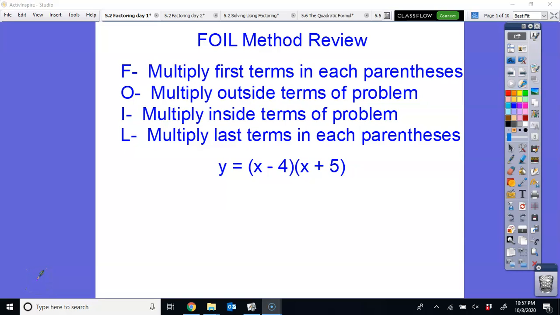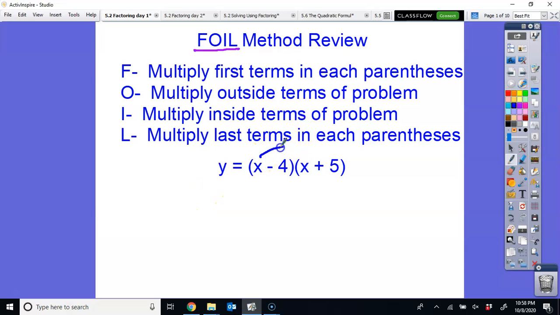We're going to take a look at our final lesson for quadratics, and what we're going to start off with is a little bit of review of something we did a couple lessons ago when we were writing linear equations. We talked about how you can take this intercept form, is what we called it, and put it into standard form using something called the FOIL method.